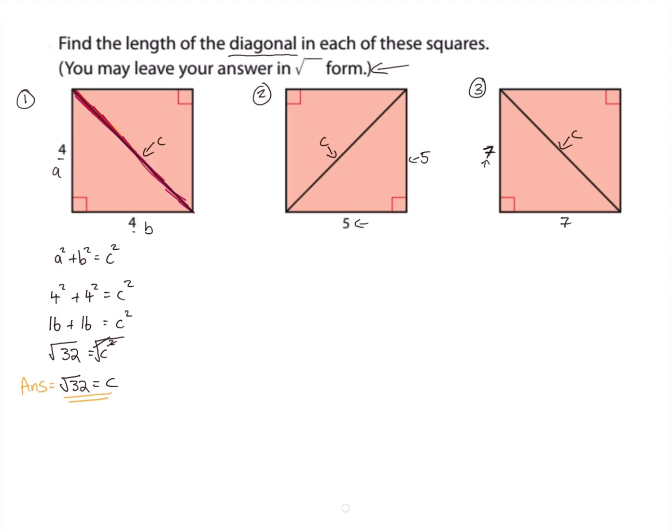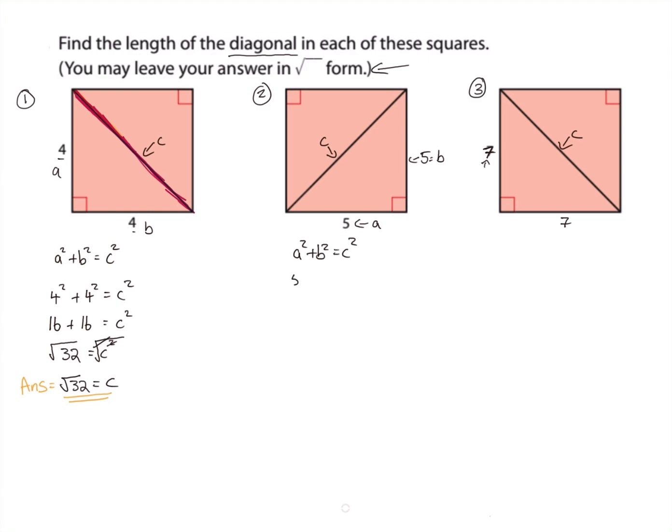So this is A and this is B. You can actually switch them around if you want. Like if you wanted to call the bottom of the triangle B, that would be fine. And if you wanted to call the top A, that would also be fine. So A squared plus B squared equals C squared.